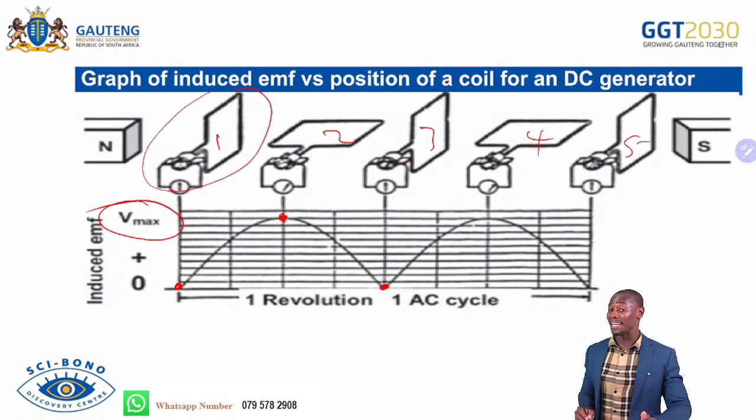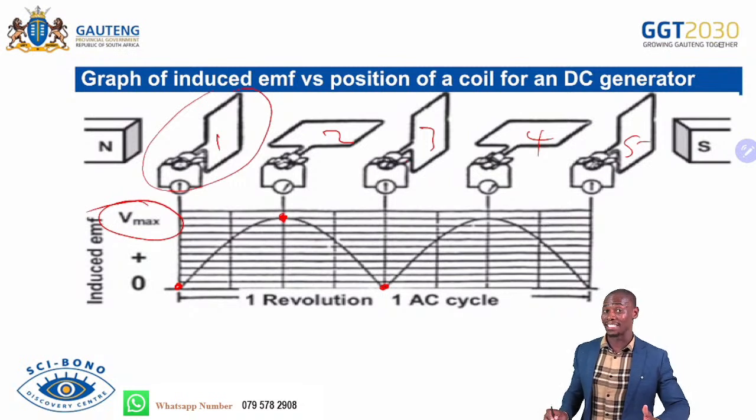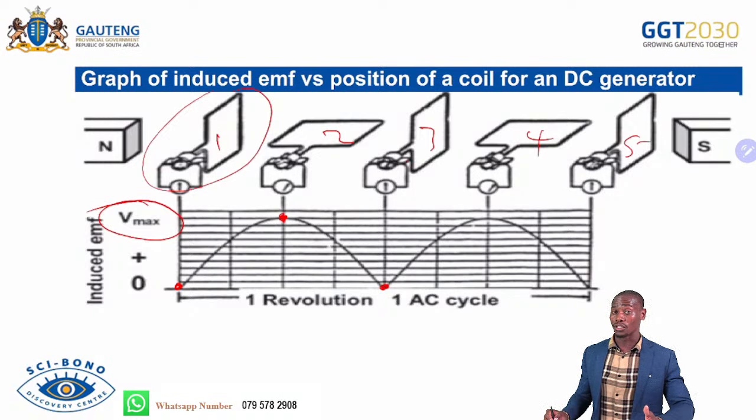So remember here there is a split ring commutator, which ensures that the current flows in one direction. You can see that the current didn't change direction here. If the current had changed direction, then this point would be below the horizontal axis. Since it is not below the horizontal axis, it means the current did not change direction. The current flows in one direction. This is number 3 here. Then your number 4, horizontal position, maximum EMF. Number 5 there.